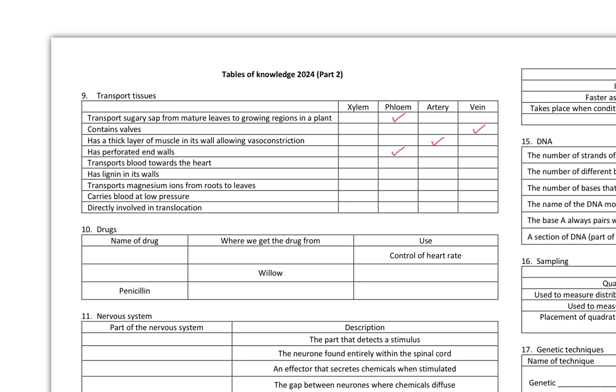Has perforated end walls. That's our phloem. Transports blood towards the heart. It's arteries away from the heart, so that's a vein. Has lignin in its wall, that's xylem, to strengthen its wall. Transports magnesium ions from root to leaves, well, that's dissolved in the water that's transported in the xylem. Carries blood at low pressure, that's always a vein. It has a thin wall, and it's been through an organ and coming back to the heart, so its pressure's been lost. And directly involved in translocation, that's the xylem.